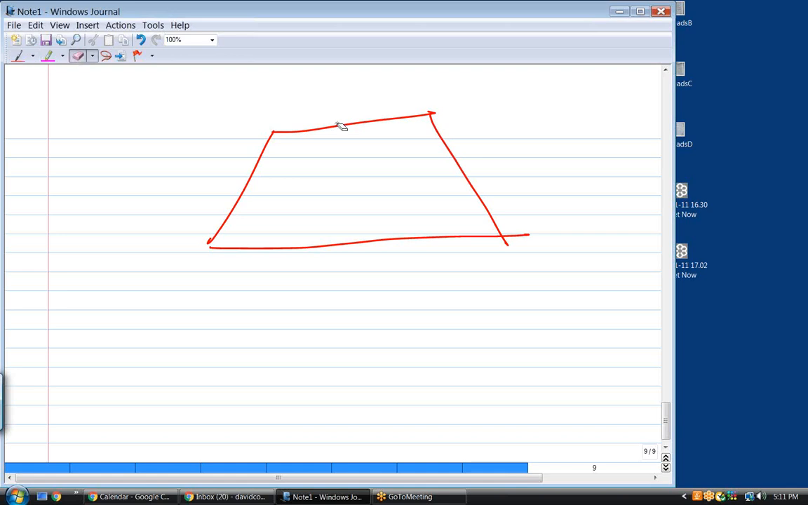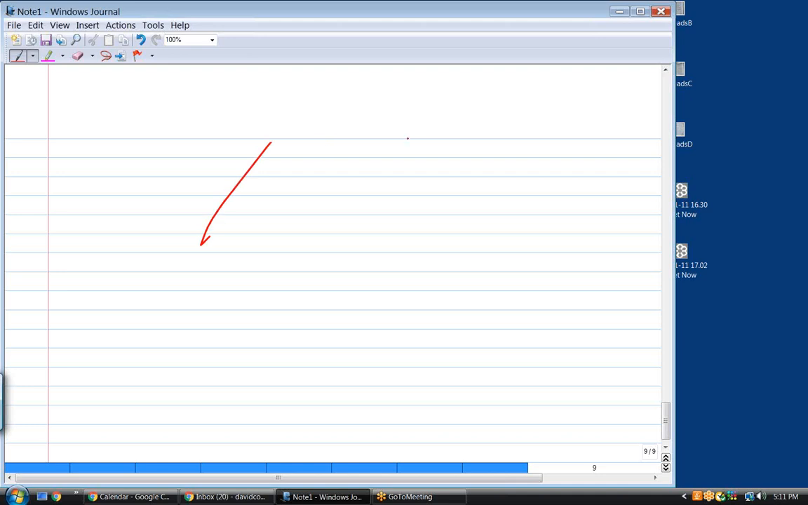There's a special kind of trapezoid, and that's one called an isosceles trapezoid. An isosceles trapezoid is where that side's equal to that side. It's a lot like an isosceles triangle. In fact, if I carried these lines forward, I would have an isosceles triangle. So you can think of it in the same manner as an isosceles triangle.